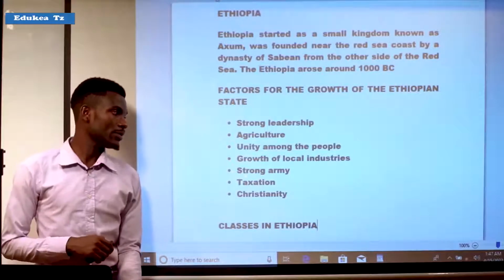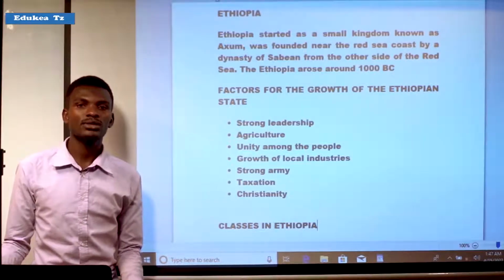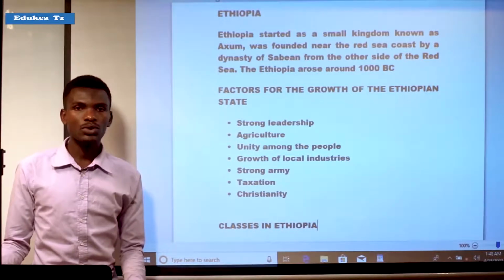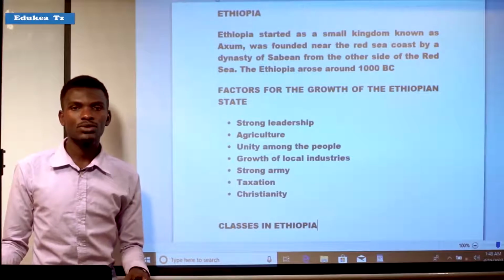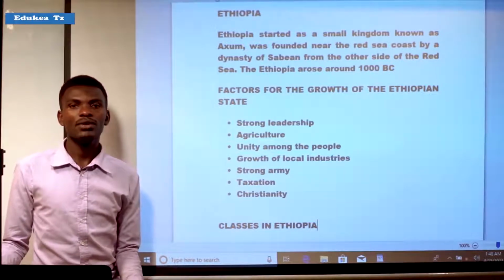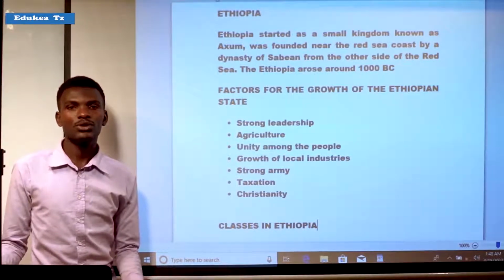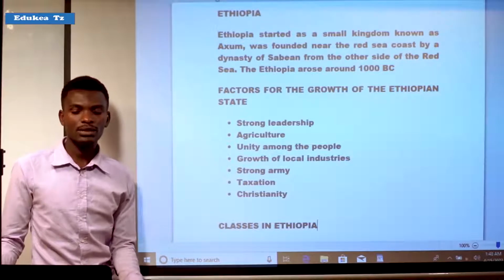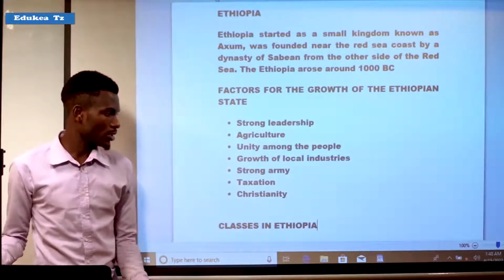Another was a strong army. It means that Ethiopia had a strong and outstanding army that was responsible for defense and security of the society or the kingdom, and also to conquer neighboring weaker states in order to increase and expand the territory of Ethiopia, and that led to the growth of the Ethiopian state.